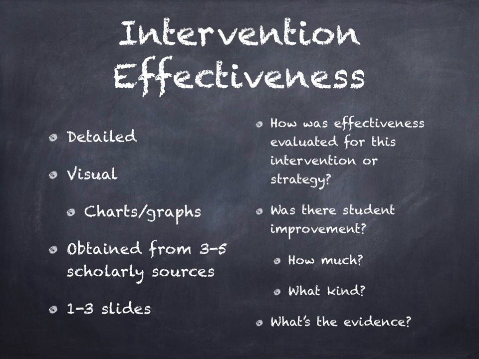Now tell me about student improvement. Did they improve? How much improvement was there? Was it 1 grade level, 2 grade levels? What kind of improvement was it? Reading comprehension, reading fluency, overall reading? Finally, what evidence of improvement was there? Create or include tables or graphs to present the evidence for that intervention.